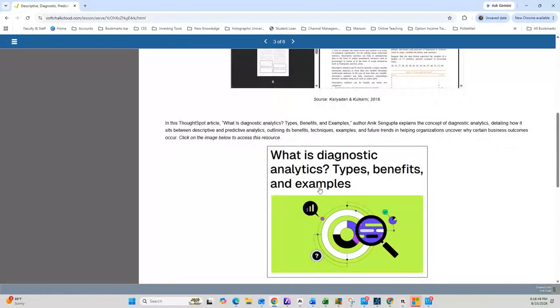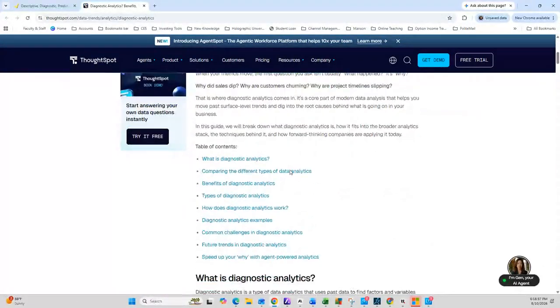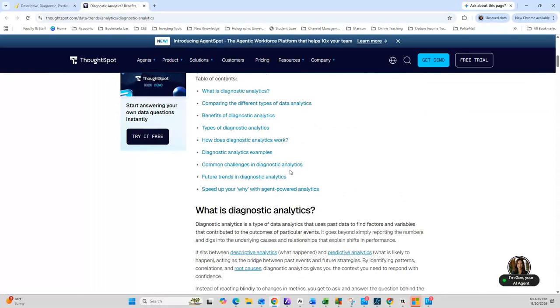And then this article here, what is diagnostic analytics? Click on it, just make sure that it works. And they go through and explain what diagnostic analytics are.